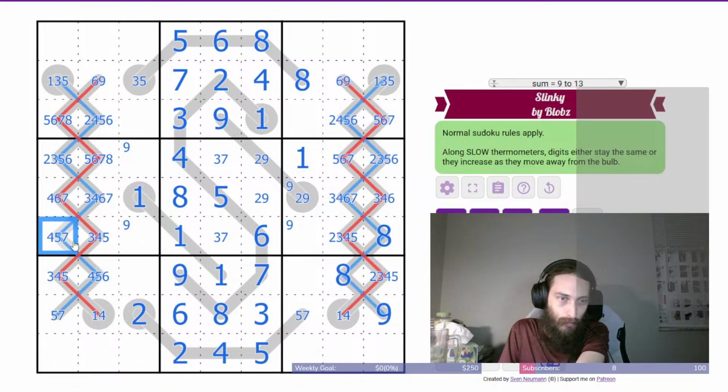So 7, 6, max again is 6, but you can't put a 6 there. So 5 takes out the 6 and 7. 5, 4, 3. This can still be a 3, except 4, 5, and 6, it can't be a 3. So this is a 2, which must be preceded by a 1. So 2 can stay a 2, goes up to 3, goes up to 4, can stay a 4, goes up to 5.